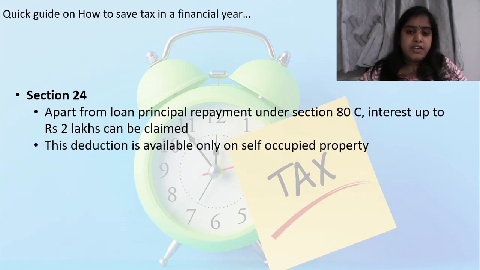So this deduction is available only on a self-occupied property. This is important. We can underline this. If I am staying in this home, and this is the home on which we have taken the home loan and we are paying the EMI, then only we will get this benefit.